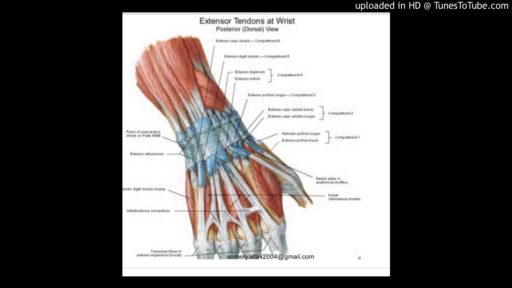Zone 5 are the injuries located at the MCP joint. Two entities should be remembered at the level of MCP joint. First is sagittal band disruption, and the other is fight bite. Sagittal band disruption is also called boxer knuckle.